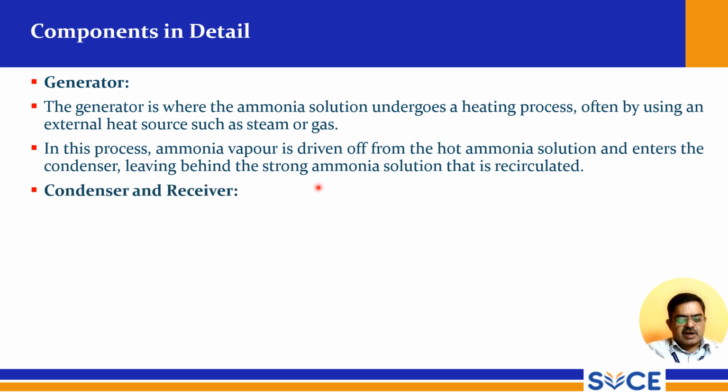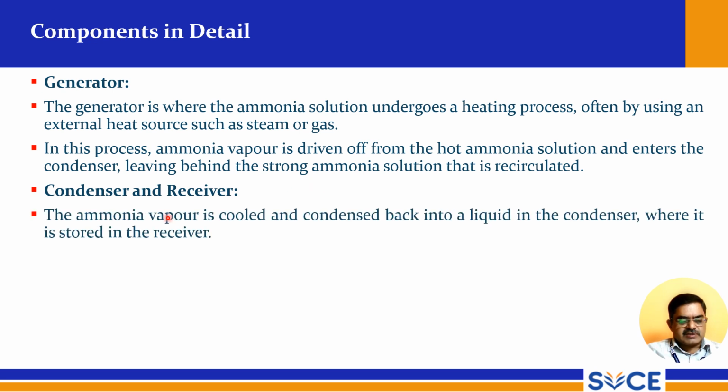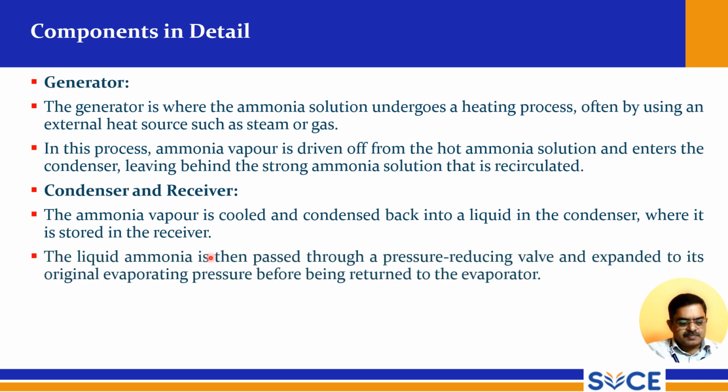The next component in the cycle is the condenser and receiver. In the condenser, the ammonia vapor is cooled and condensed back into a liquid, where it is stored in the receiver. The liquid ammonia is then passed through a pressure reducing valve and expanded to its original evaporating pressure before being returned to the evaporator.